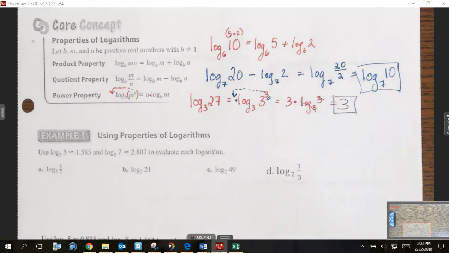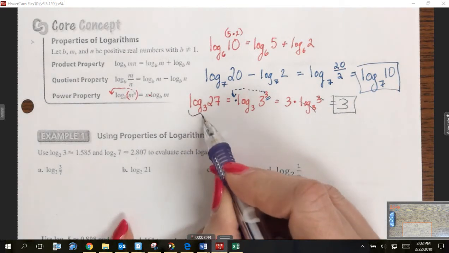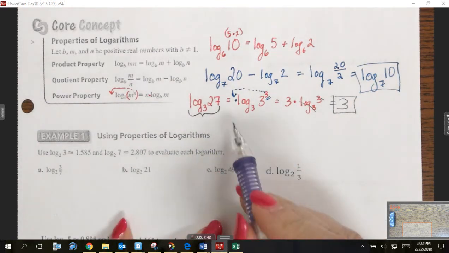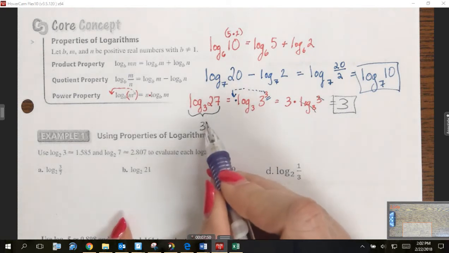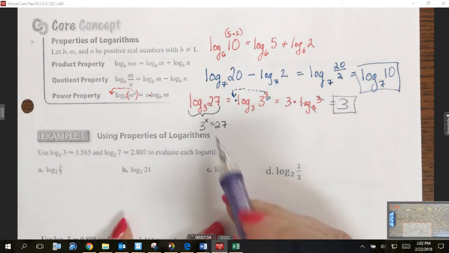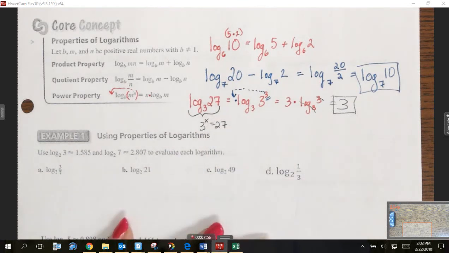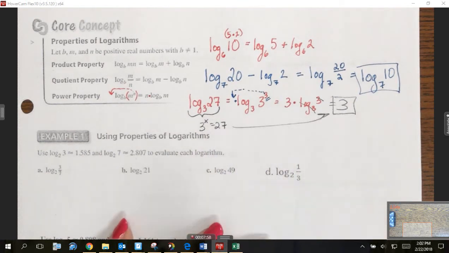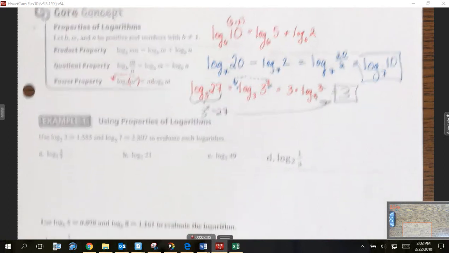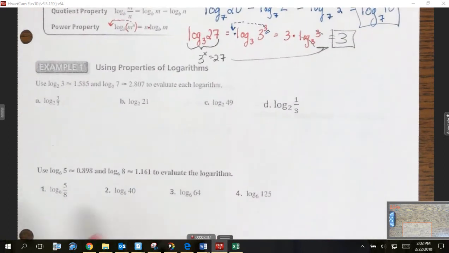Something else that's going to be on your quiz tomorrow might be just evaluating this. It was in your review. This is not using the quotient property. It's just evaluating this where you say, 3 to what power is 27? What is the answer? 3 to what power is 27? That's a faster way of doing it, but I'm showing you a new property. Okay, so let's do some of these together.